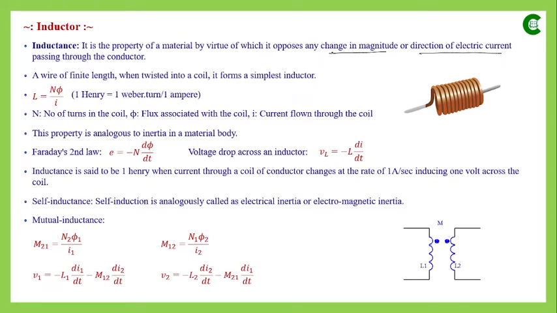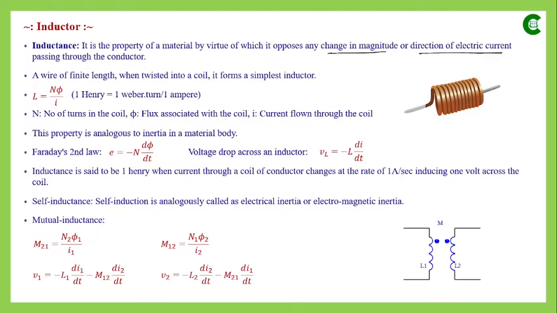So inductance is also opposition like resistance, but this time this opposition works towards the change in magnitude or direction of electrical current that passes through that conductor or inductor. Now we know that by inductor we simply understand that it is a coil having a few turns. So if a coil or a wire of finite length is twisted into a coil having some turns, then it forms the simplest inductor, as we can see in this diagram.